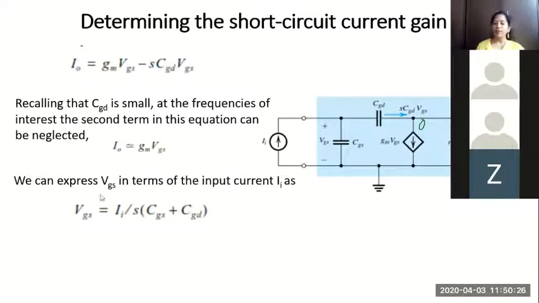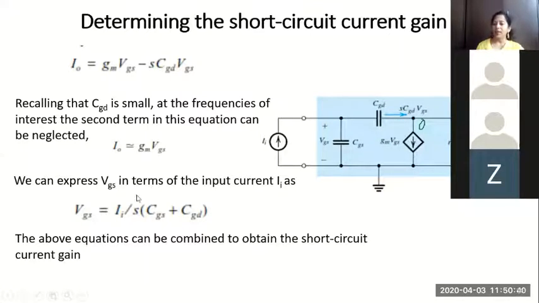You substitute this VGS in this previous expression. For VGS, if I substitute II by S into CGS plus CGD, what am I interested in? I am interested in the current gain AI. How do I define AI? I naught by II. So you can see I naught by II will become GM divided by S into CGS plus CGD. This is a very important factor known as the current gain of the MOSFET. And this current gain, as I told you, is called short circuit current gain. And this helps us in measuring the transition frequency Ft.